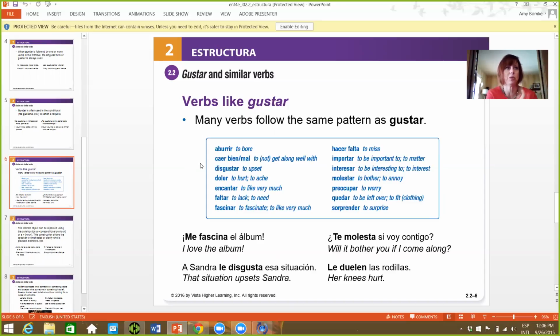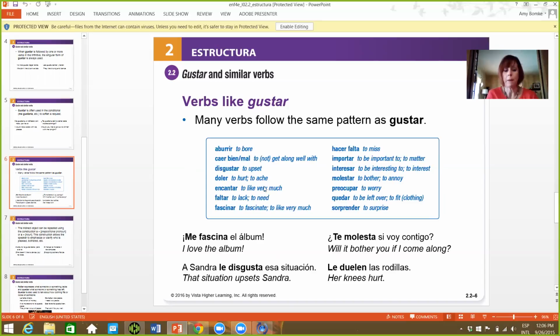These people fall well to me. It makes absolutely no sense if you literally translate it. So you have to get the idea, and you have to remember that whoever you get along with, they are your subject. Okay, so me caen bien tus primos is the subject.